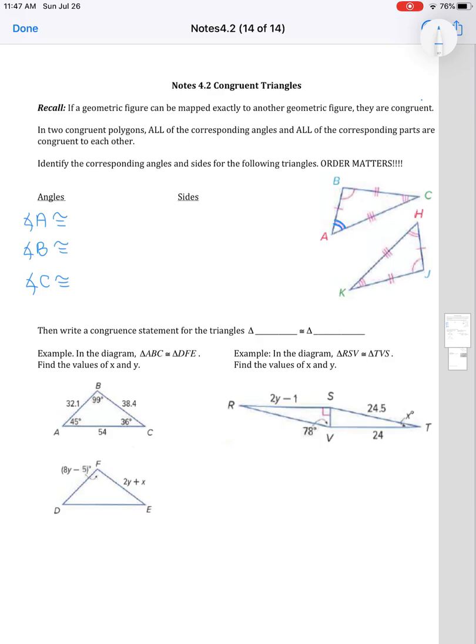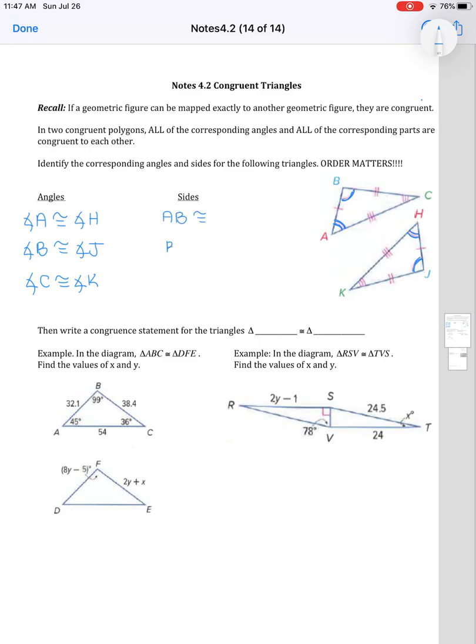So we're going to practice identifying what parts match up. And just remember, order is important. So you have to pay attention to the markings or the numbers that are on the actual figures themselves. So if we are listing angles here, I'm going to start with the triangle on the top. So I'm going to say, all right, well, I have angle A is congruent to something, angle B is congruent to something, and angle C.